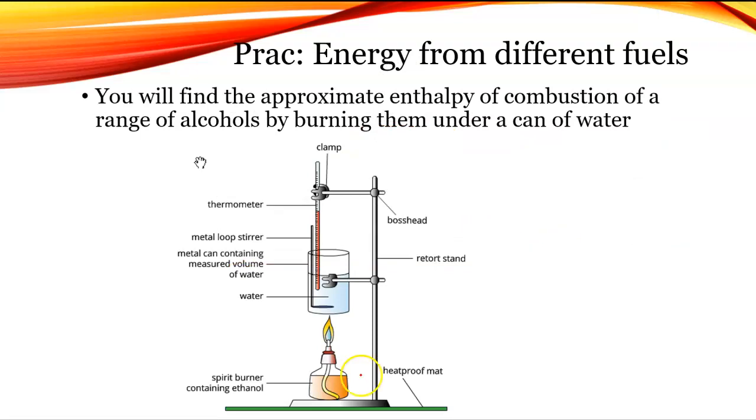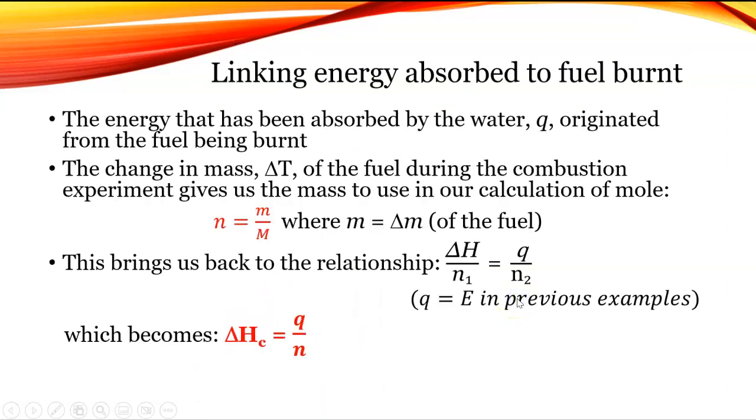We'll have a spirit burner with methanol in it. So, a spirit burner containing methanol, and there is a can of water above the methanol. We know how much water is in that can. There's a thermometer in the water. Now we can use our data logging here, which makes life a whole lot easier. And the can is heated by the burning spirit burner. So let's look at the calculations that are involved here.